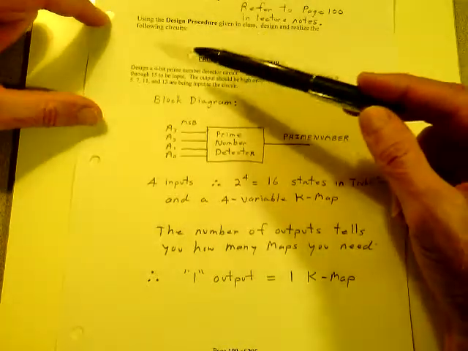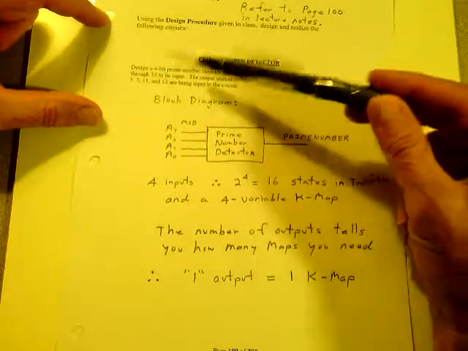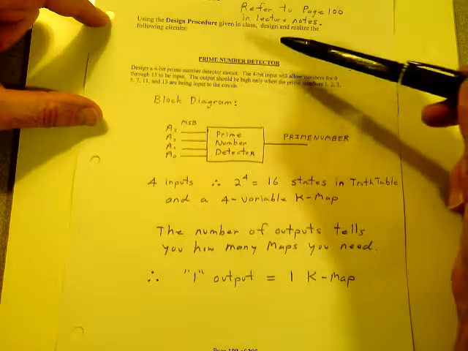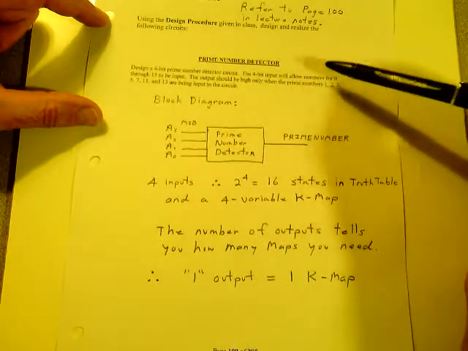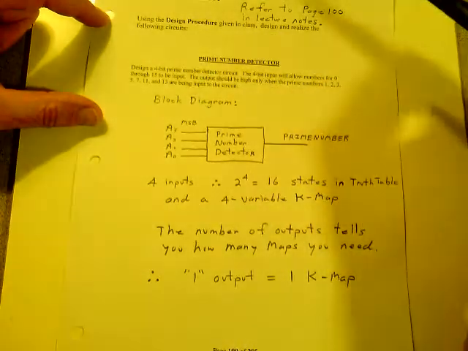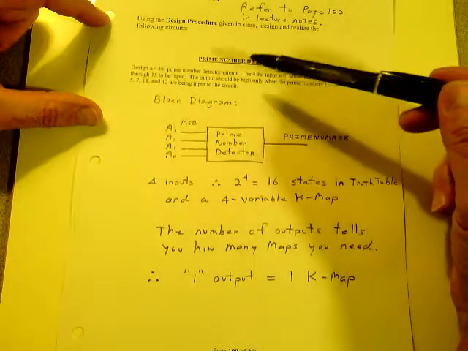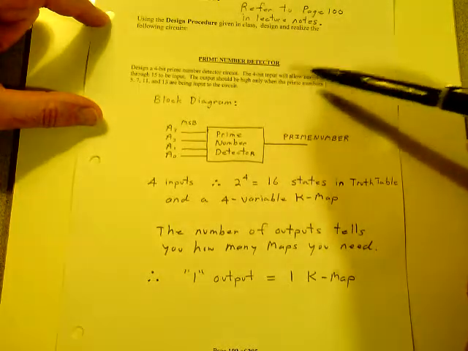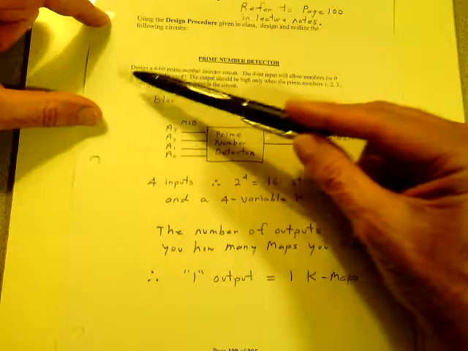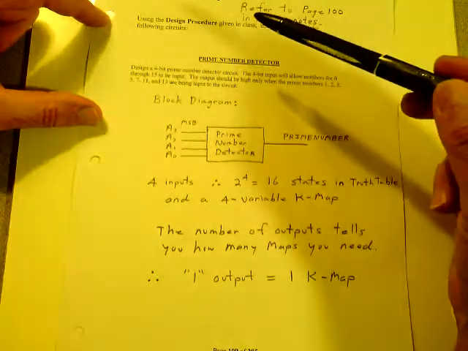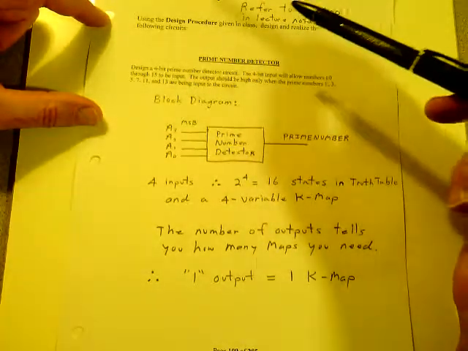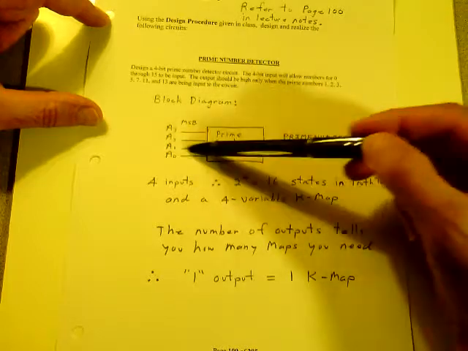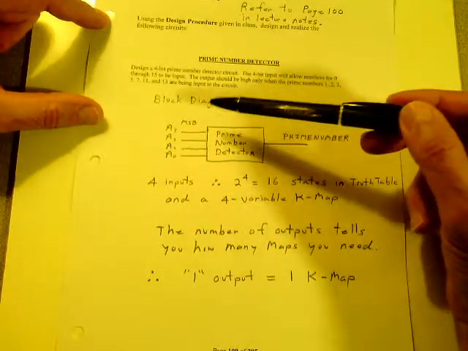Design a 4-bit prime number detector circuit. The 4-bit input will allow numbers 0 through 15 to be input. The output should be high only when the prime numbers 1, 2, 3, 5, 7, 11, and 13 are being input through their binary form into the circuit. Always do a block diagram.